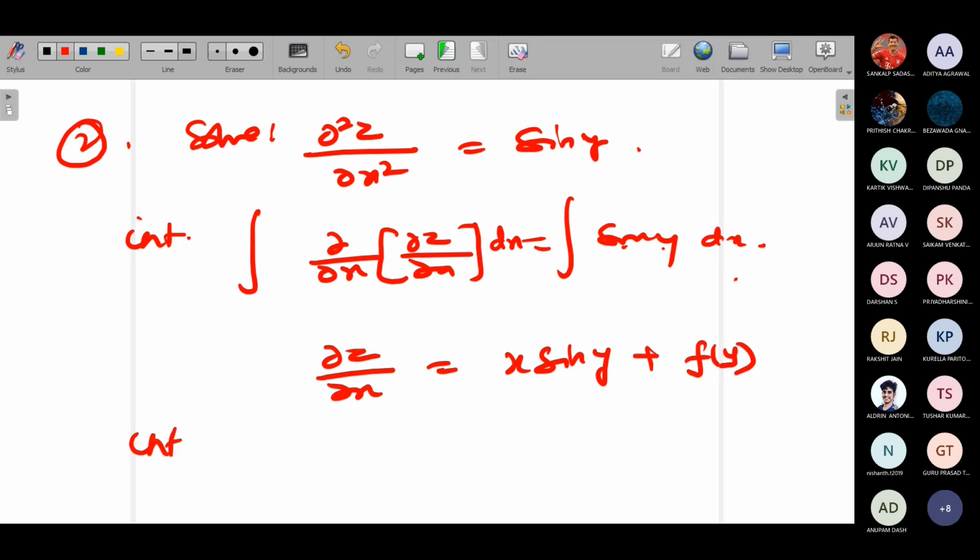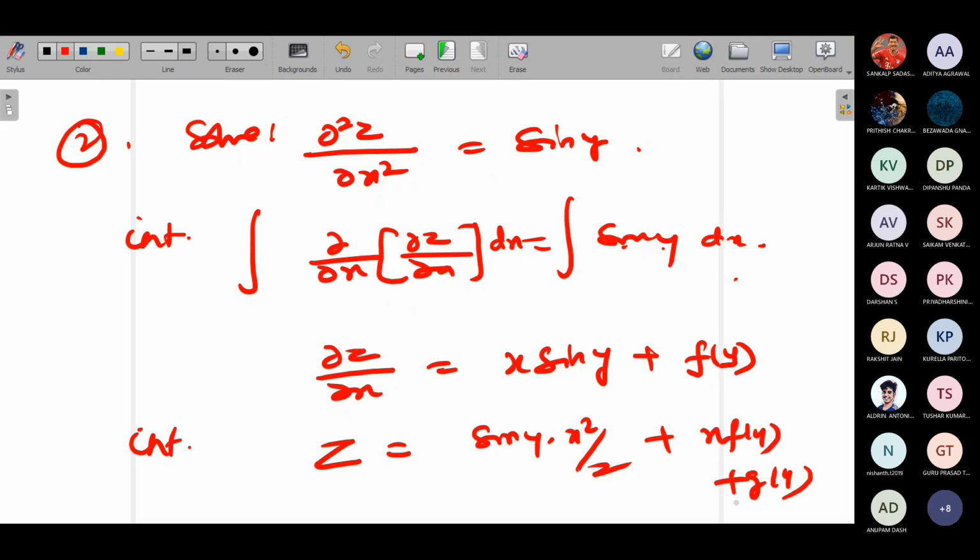Similarly, the second time you integrate it, you will get z. So z is equal to sin y into x square by 2 plus x into f of y plus some g of y, which is your required solution. That's all. This is your answer. There are no particular steps. We have some equation, we integrate it and try to find the value of z. That is the normal case. This is the solution of PDE in ordinary cases.